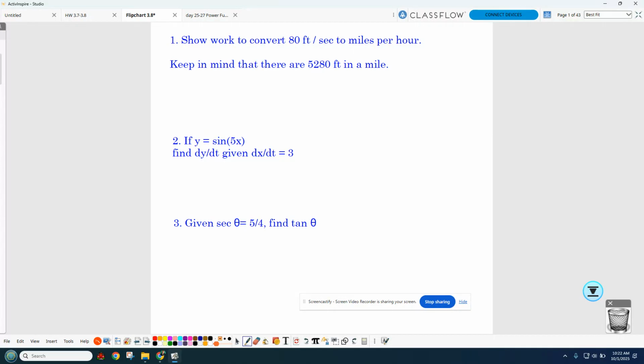So how do we take 80 feet per second and get miles per hour? Multiplied by the conversion fraction, which is going to be seconds to hours over feet to mile. So 3,600 over 5,280.